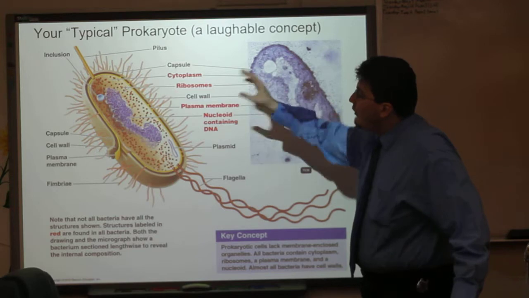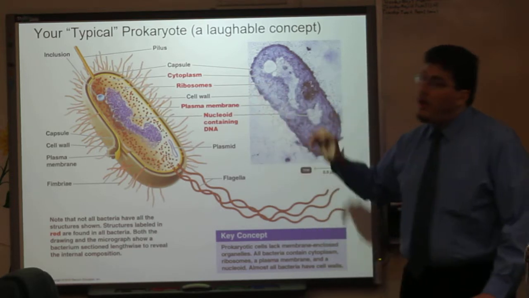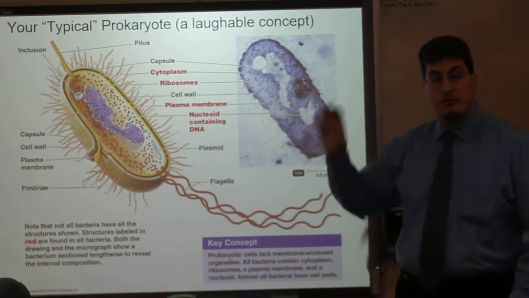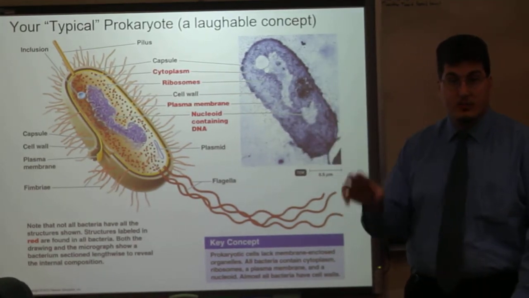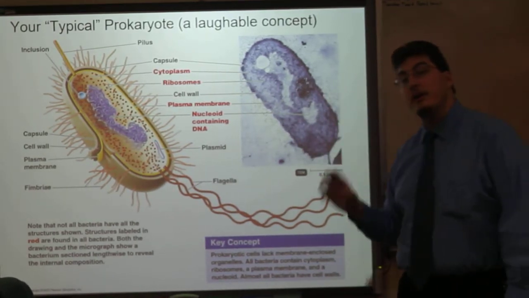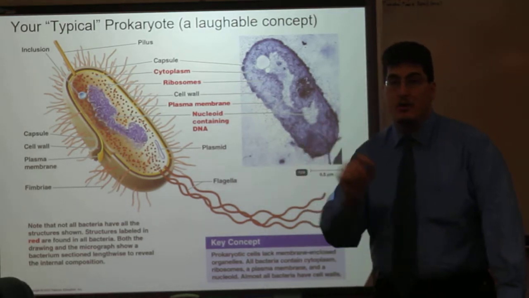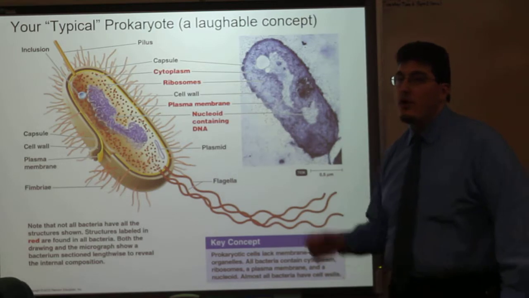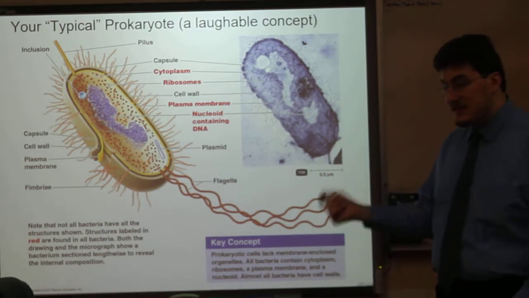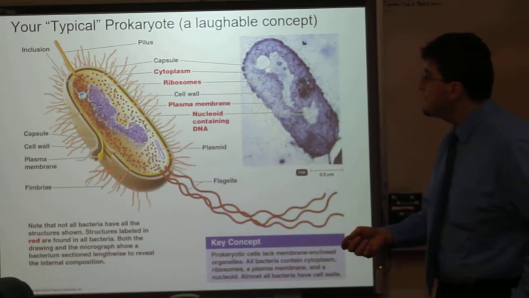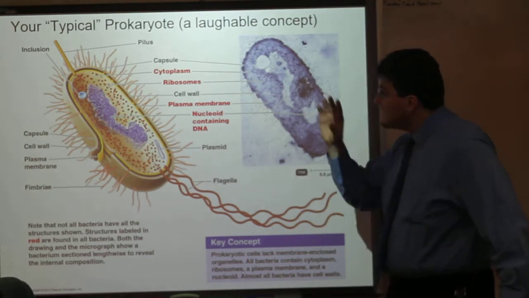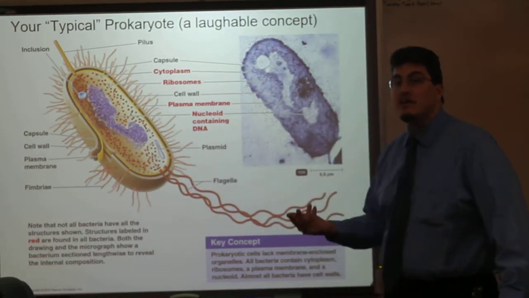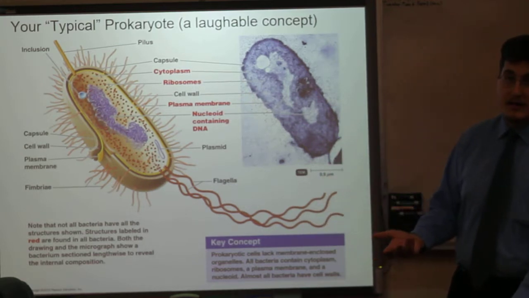So, a cell wall. Cell walls, by the way, are composed of similar stuff. They're composed of proteins and carbohydrates as well. But instead of being proteoglycan, they are peptidoglycan. So peptide and glycogen. So peptidoglycan, it's still protein and polysaccharide. Now, that is different from the cell wall of a plant cell, which is cellulose, which is all polysaccharide.